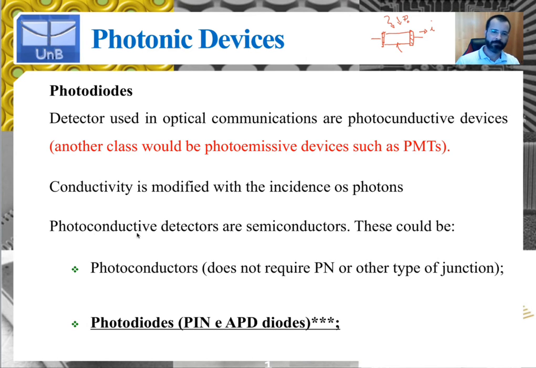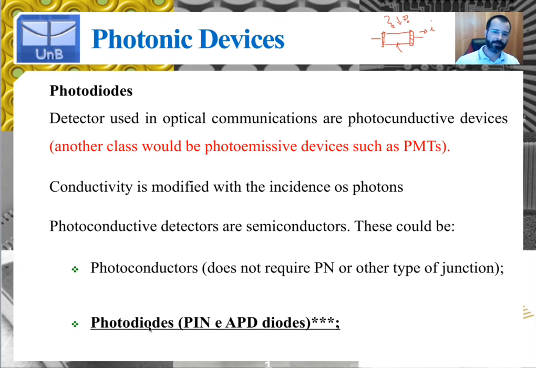Now, as we've said, most of the photoconductive detectors are made up of semiconductors, and the devices themselves can be photoconductors, which do not require any type of PN junction or PIN junction or anything like that. In these devices you just have a piece of semiconductor, and because of absorption and carrier generation, the incidence of photons will generate more carriers and change the resistivity or the conductivity of the device.